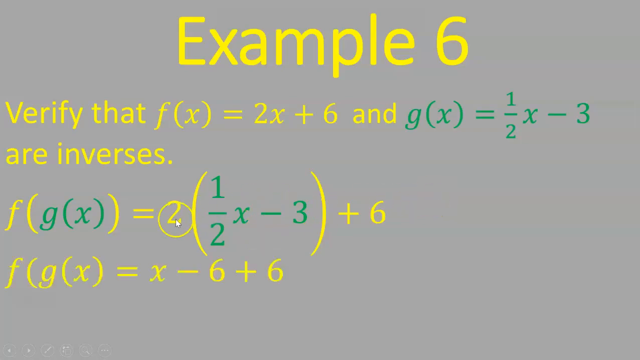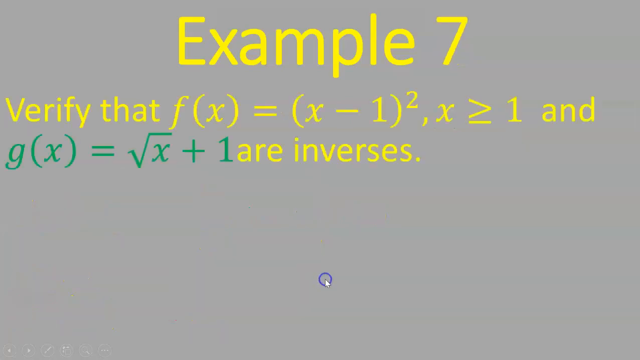We then distribute. 2 times 1/2 x is just x, 2 times -3 is -6, and then -6 plus 6 is 0. So therefore, we have f of g of x is equal to x. Now that verifies that these functions are inverses because you get exactly x for the composition. A seventh example is asking the same thing.